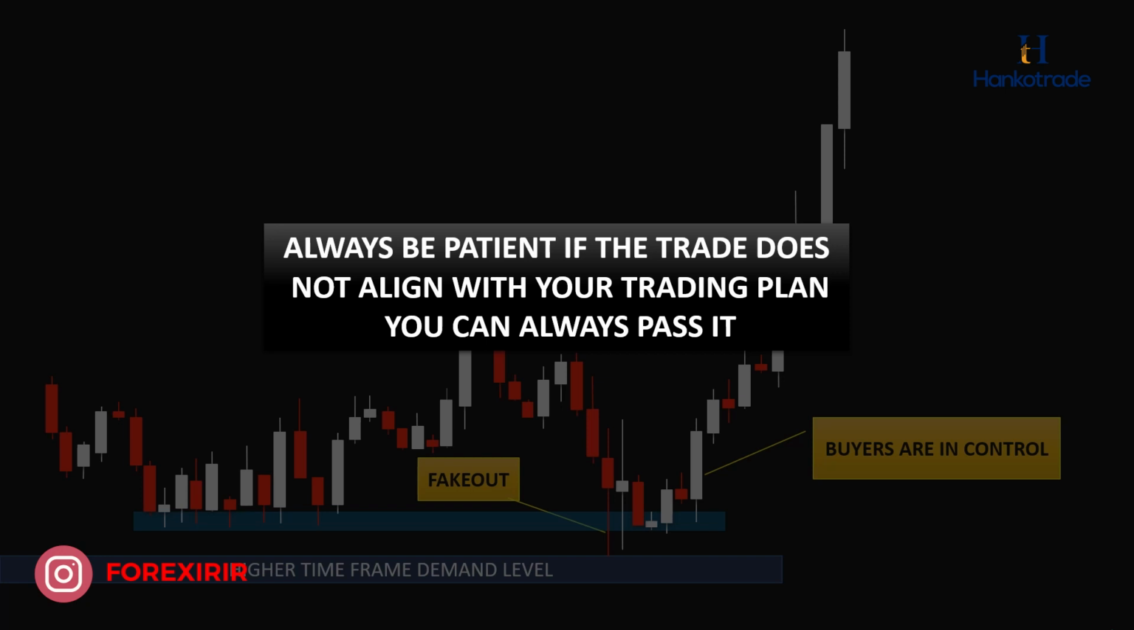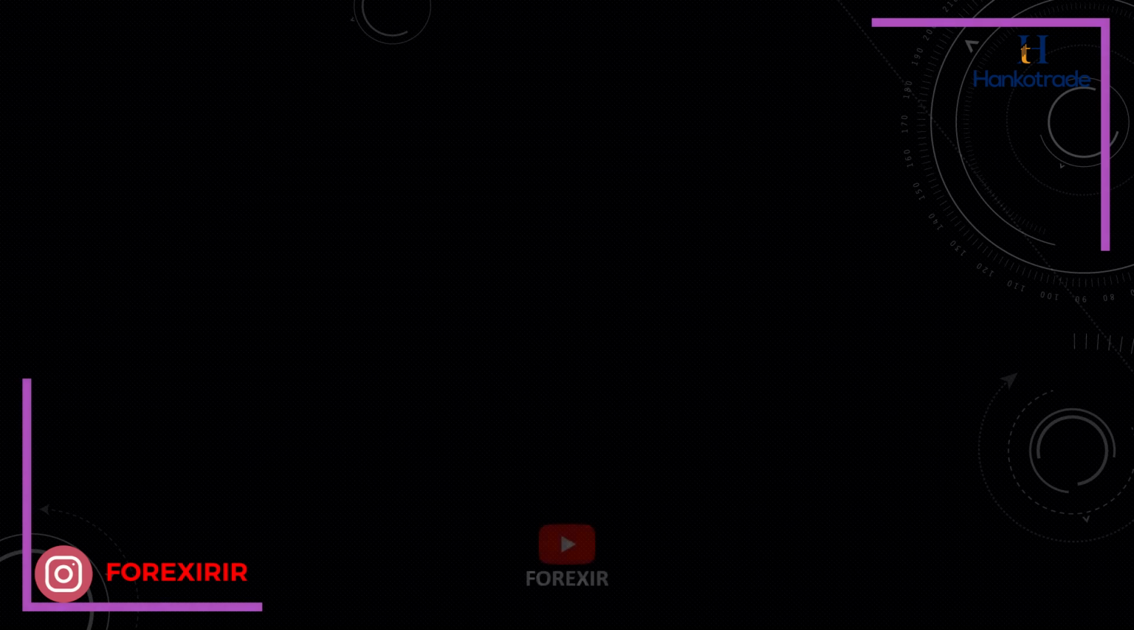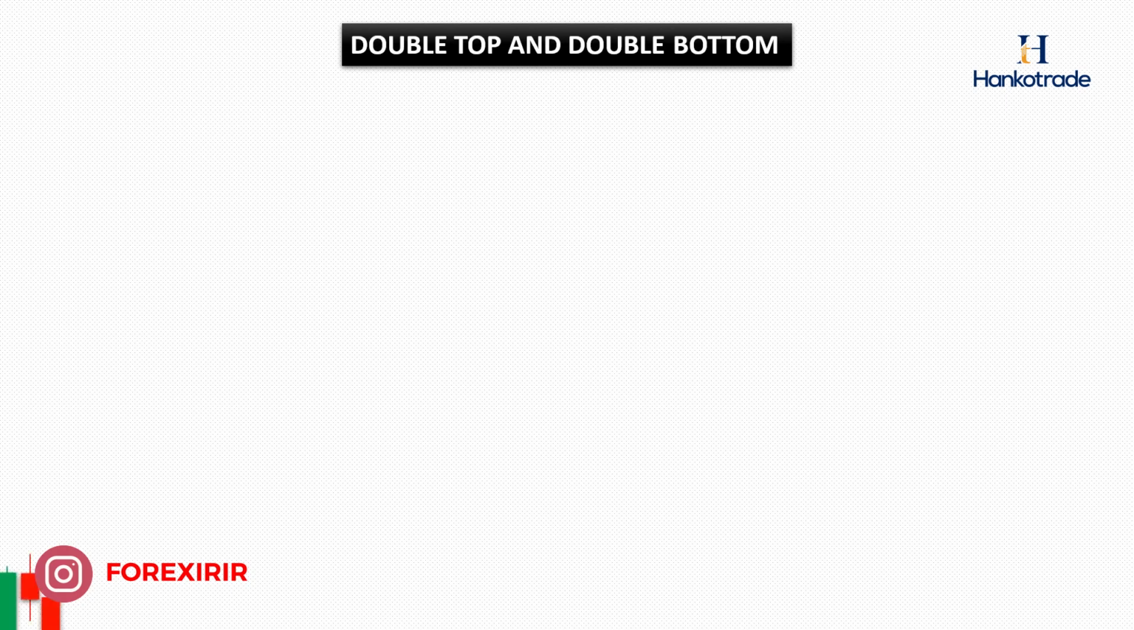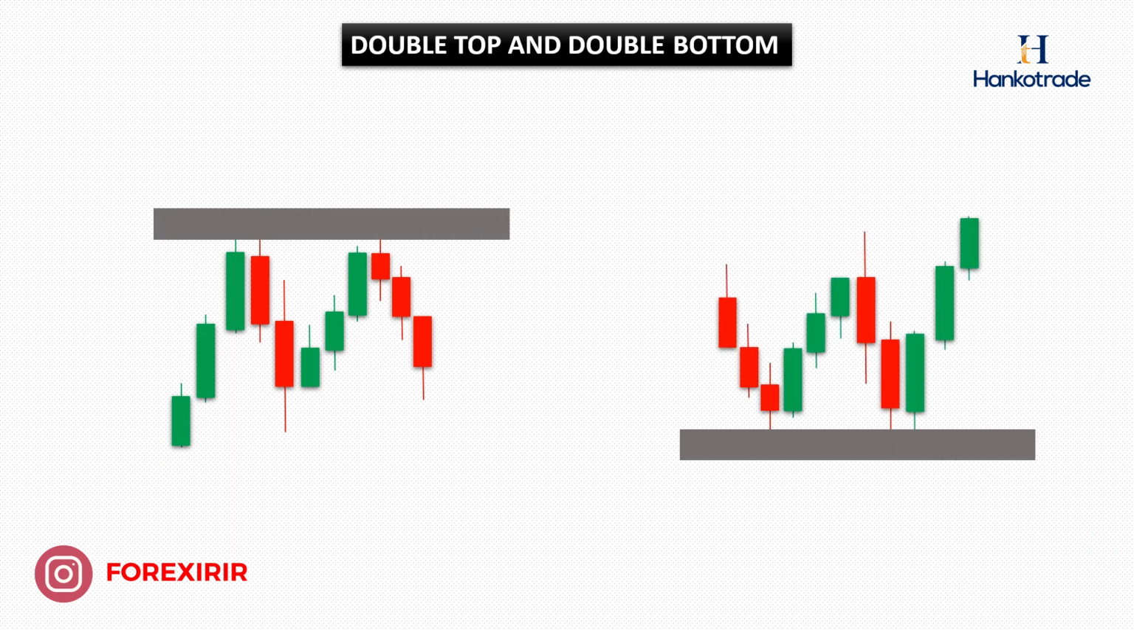Signal number 3, double top and double bottom entry. A double top or double bottom is a well-known reversal pattern characterized by an M shape or a W shape in price action. Traders commonly utilize this pattern in their analysis.